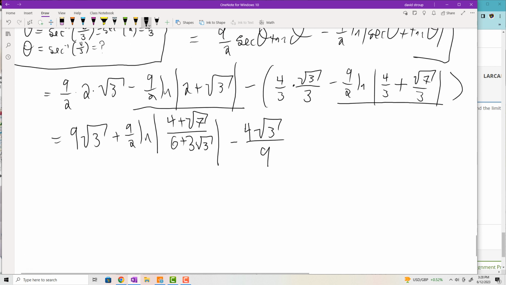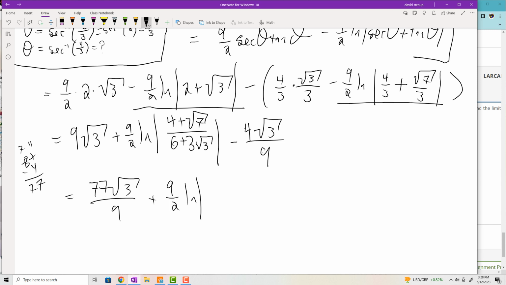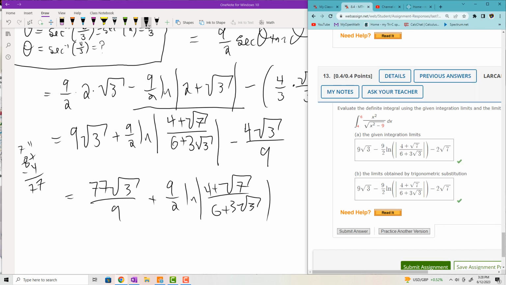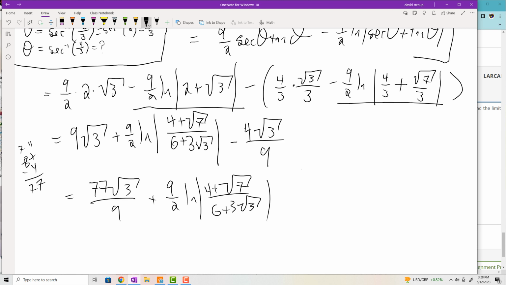And then it seems like I can even combine the 81. What is 81 minus 4? 77, embarrassing myself here. Looks like 77 root 3 over 9, plus this 9/2 ln absolute value of 4 plus root 7, all over 6 plus 3 root 3. Let's see if that's even close. Yeah, that's, well, one was root 7, Dave, not root 3.